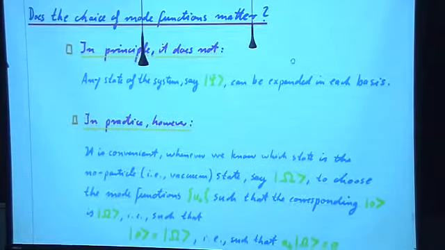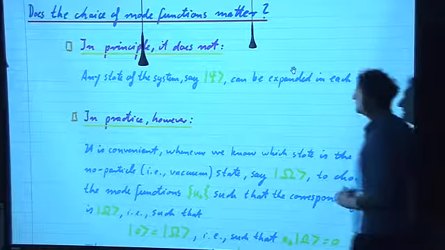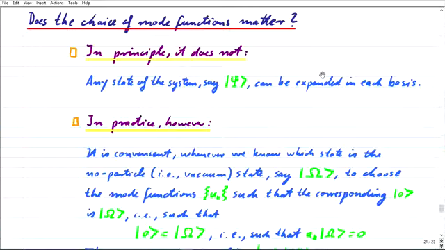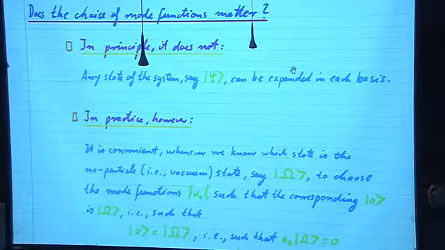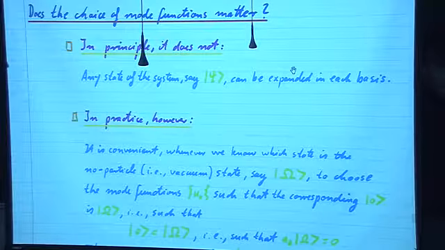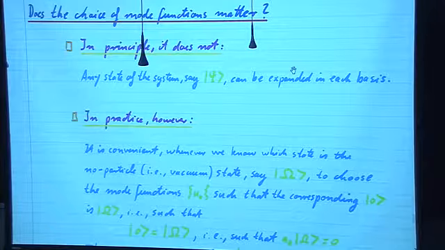Does this choice of mode functions matter? Well, as we said, in principle, it does not matter. If you choose the one Fock basis or another, they are just related by some unitary transformation. Assuming that Stone-von Neumann holds, and we have infrared and ultraviolet cutoffs that we can do.